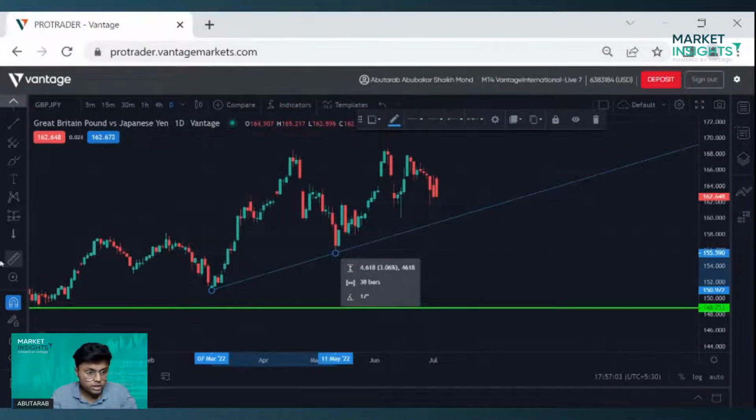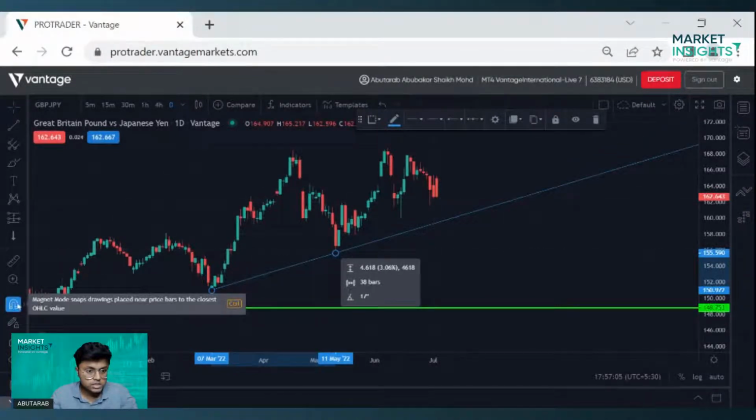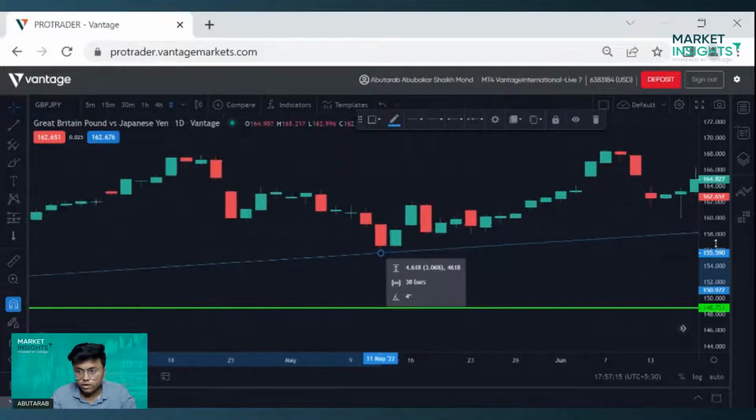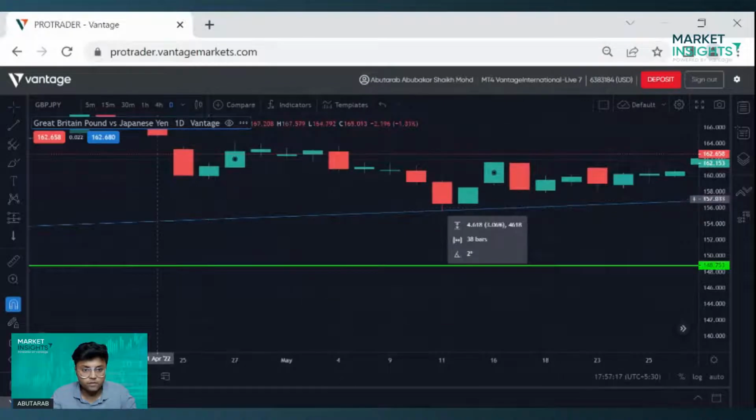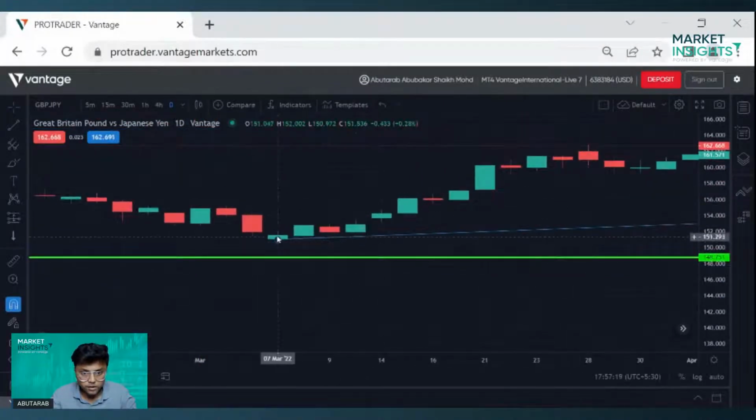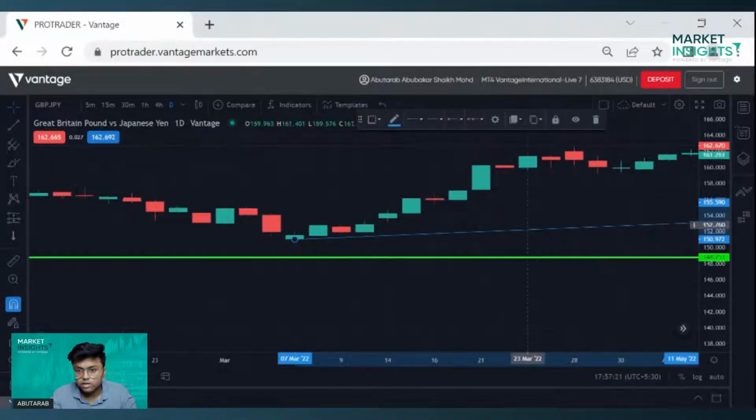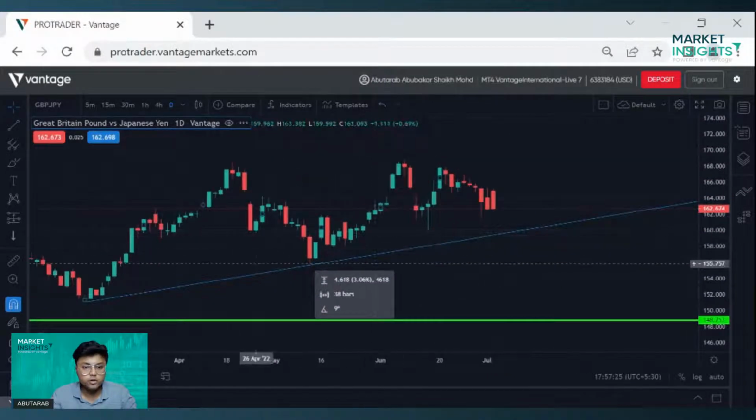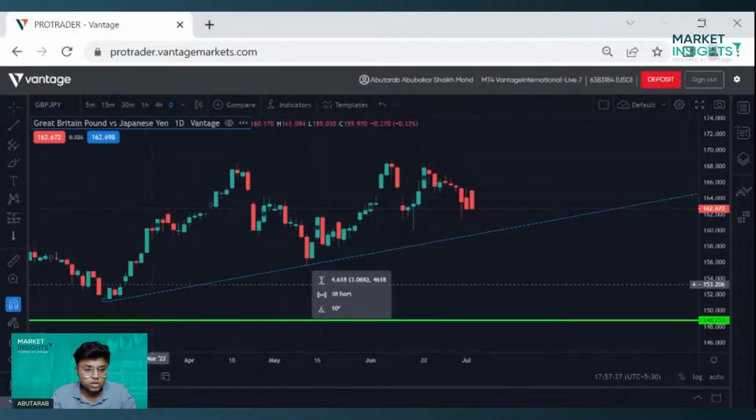One more tip that I want to give you is to always keep this magnet on. You can see this magnet. You can keep it on weak magnet so that it touches the low point while I'm doing this. So I don't have to zoom in and zoom out every time I want to click a point. So this is already on the low point. So we have joined these two levels.